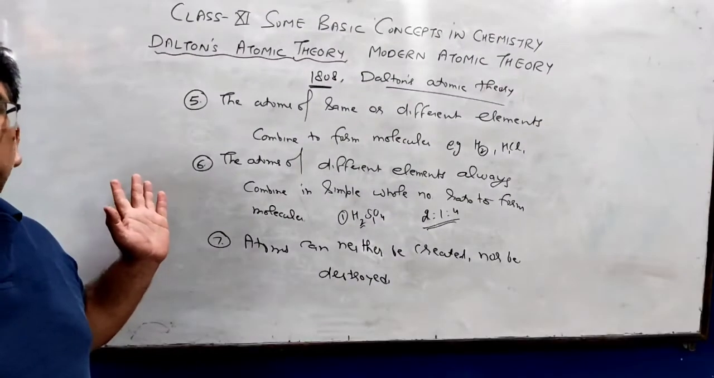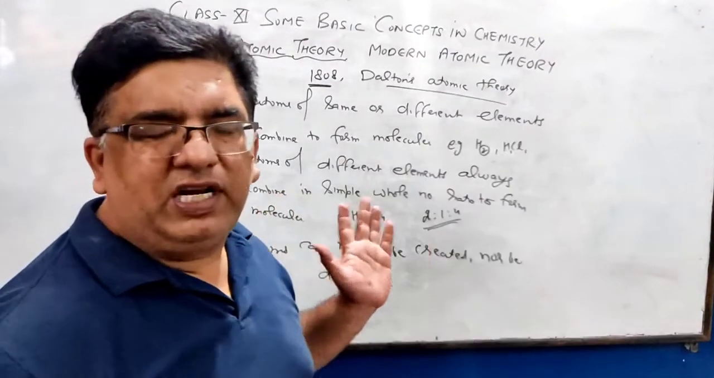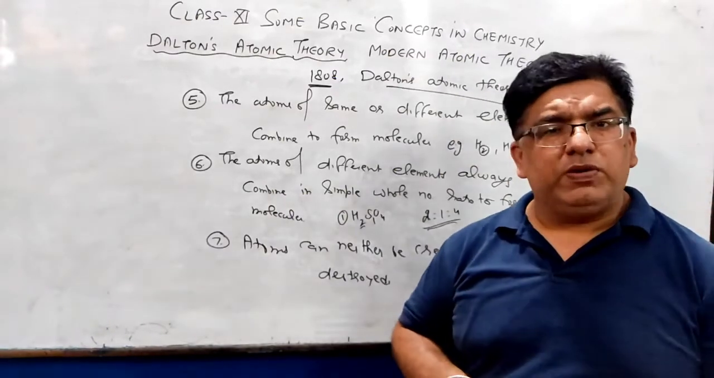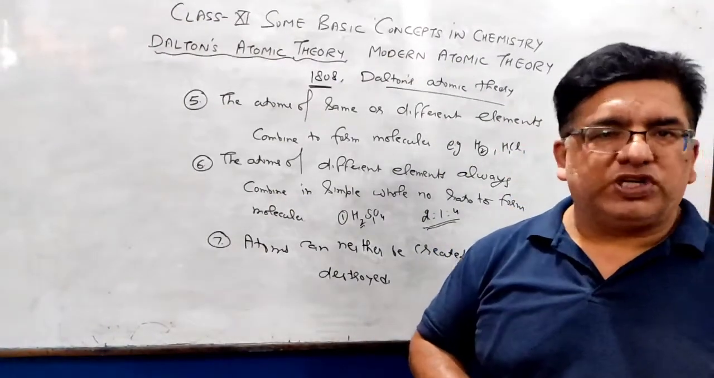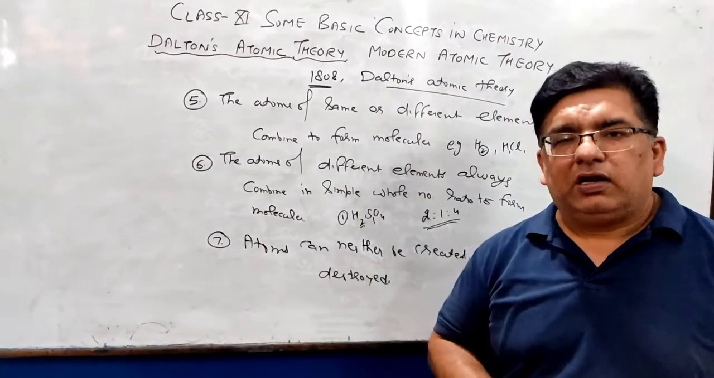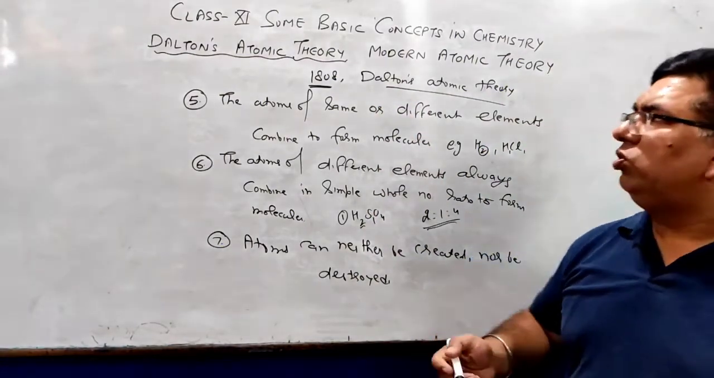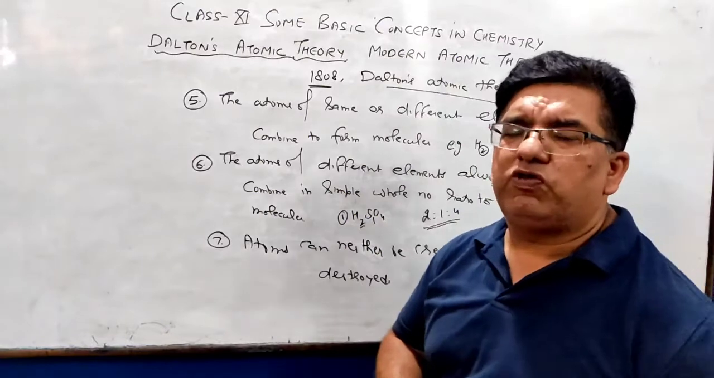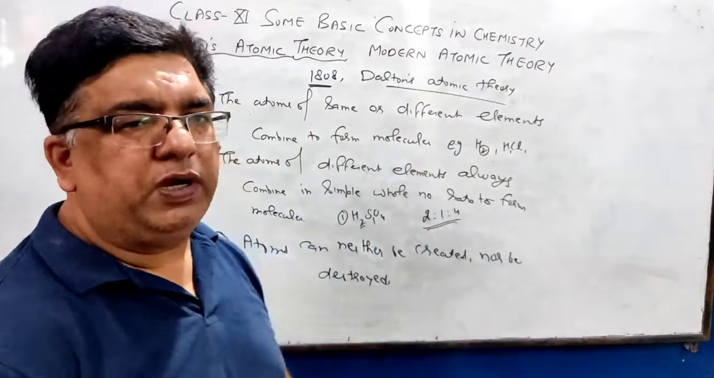As this Dalton's atomic theory was given in the 18th century, at that time the researches were minimum. Science was not so much advanced, so this theory had some limitations, and the limitations were removed in a new theory, and that is known as the modern atomic theory. That is also called modified Dalton's atomic theory. So what are the different limitations of Dalton's atomic theory? This is our next topic.